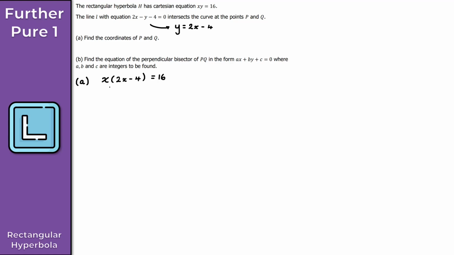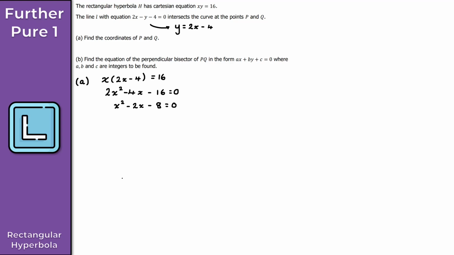To expand the left-hand side here then, I'm going to get x times 2x, that's 2x squared. X times minus 4, I get minus 4x there. And now we've got this 16 here, but I want to set this equation equal to 0. So what I'm going to do then, if I do it all in one line, is subtract 16 off both sides as well. So I get 2x squared minus 4x minus 16 here is equal to 0. Okay. So clearly we can divide through by 2 here. So if we do that, we get x squared minus 2x minus 8 is equal to 0.